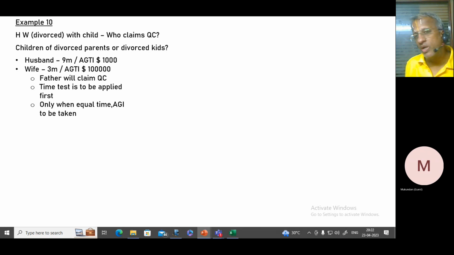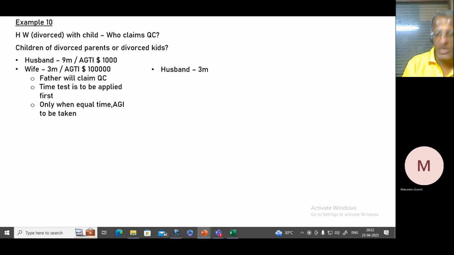So that will go only to the father, because the test number one is always based on time. So father will claim that as qualifying child, and time test is to be applied first. And only when equal time is there, AGI to be taken up. This is the order in which you have to apply. Are you understanding that? So therefore, time test first and AGI test later.